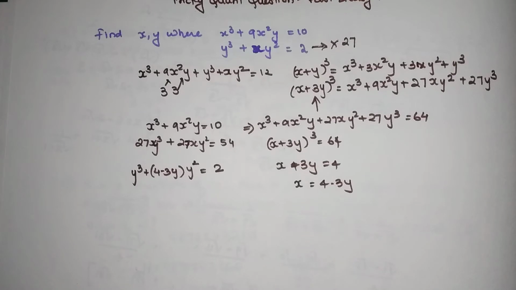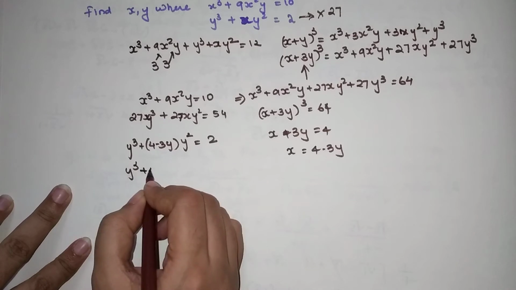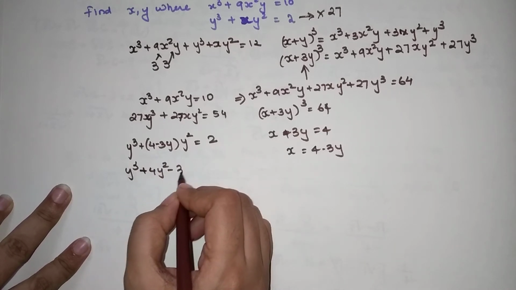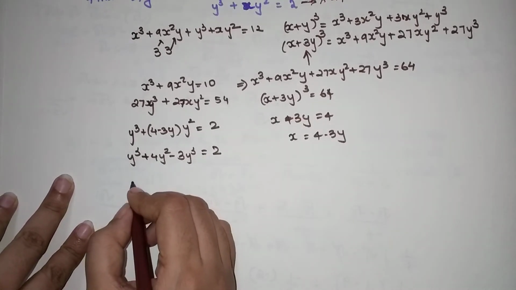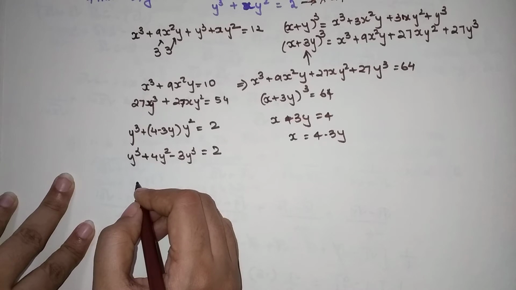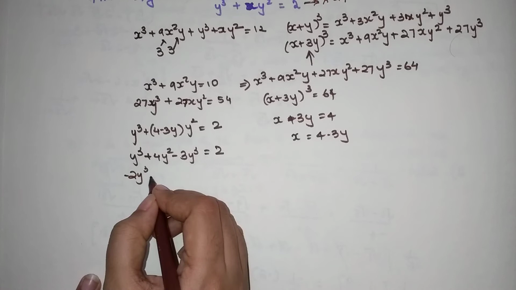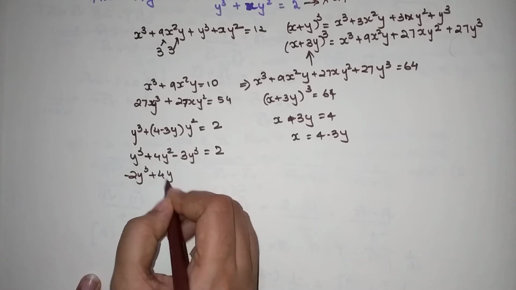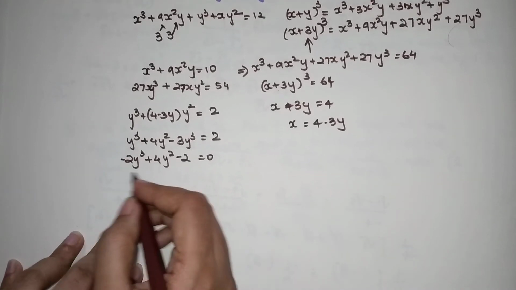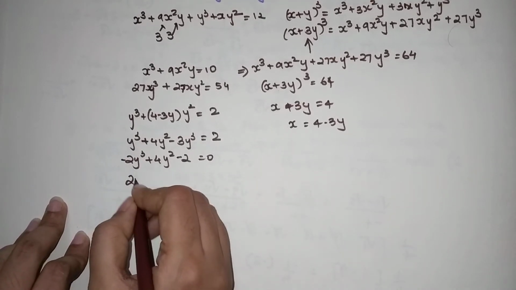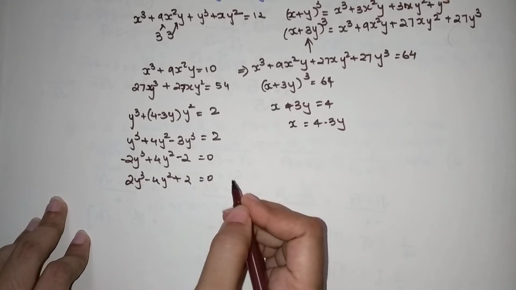So now, let's open this. We get y cube plus 4y square minus 3y cube is equal to 2. So we get minus 2y cube plus 4y square minus 2 is equal to 0. Let's multiply everything by minus 1. So you get 2y cube minus 4y square plus 2 is equal to 0.